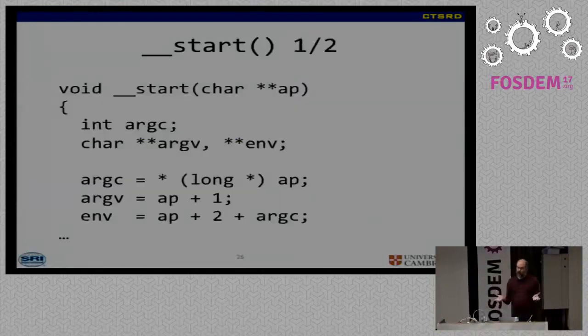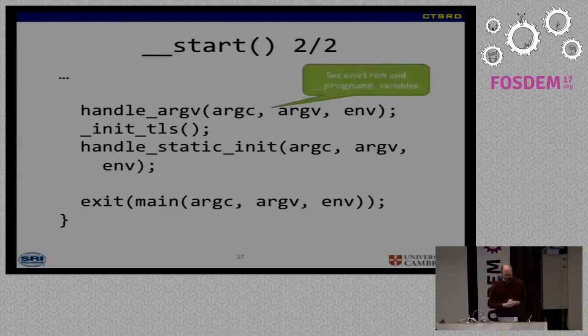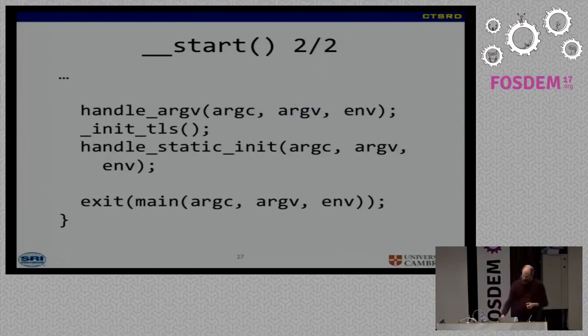So _start, the first half of _start, which is a very simple function, sets up argc, argv, and an environment pointer. These are then passed to this function handle argv, which takes them and processes argc and argv a little bit, and then sets up the environment pointer, the environ array. It also sets the program name variable, which is used for programs to query how they were run.